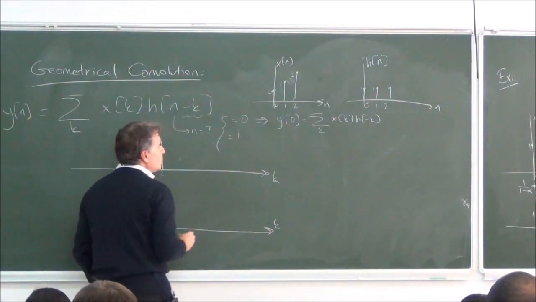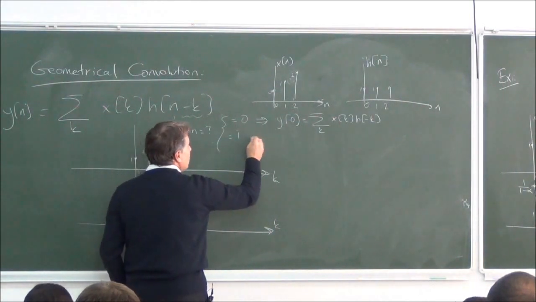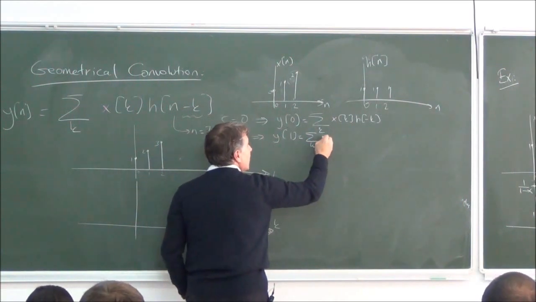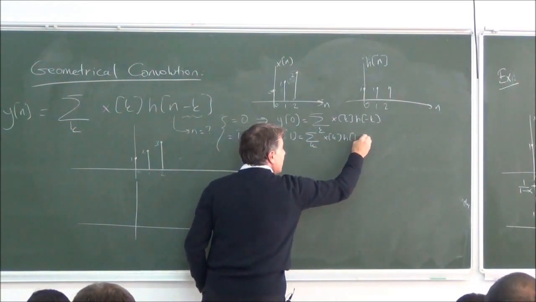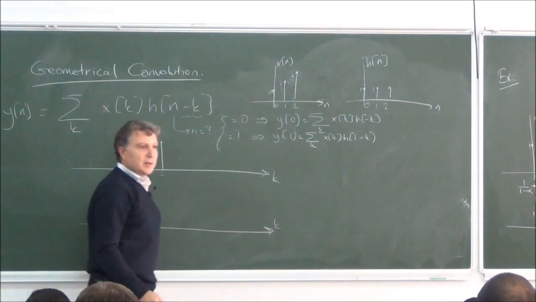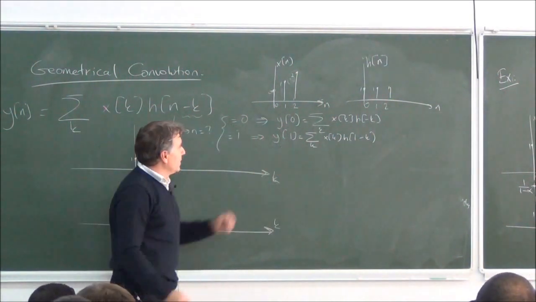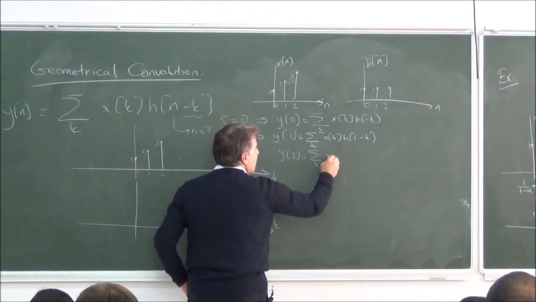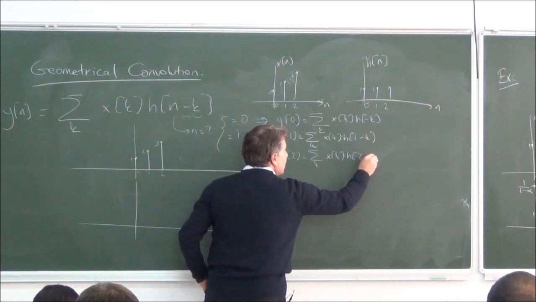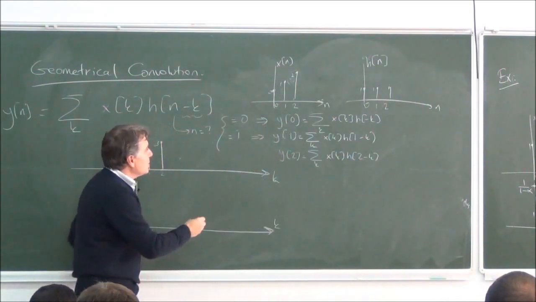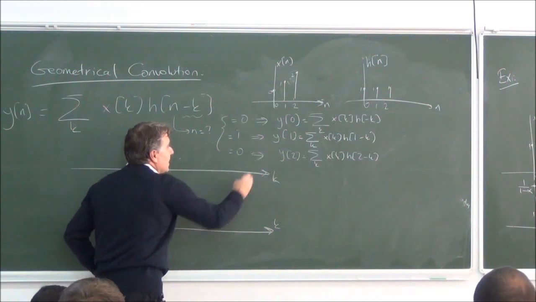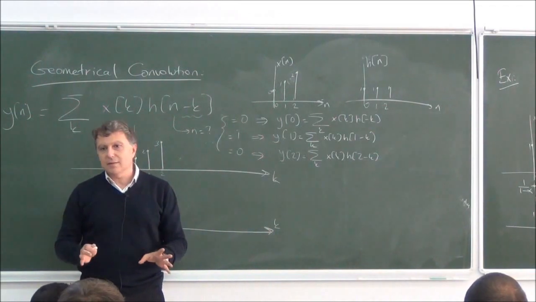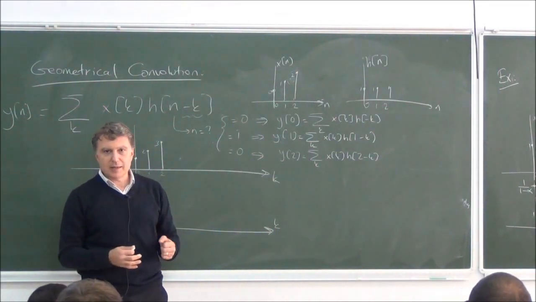Or if I take n equal to 1, then I will find y1. Right? x of k, h of 1 minus k will be here. It will give me y of 1. I will find y of 2 as x of k, h of 2 minus k. So it all goes on like this. And I'll evaluate y0, y1, y2, etc. one by one now. The methodology will be like that.